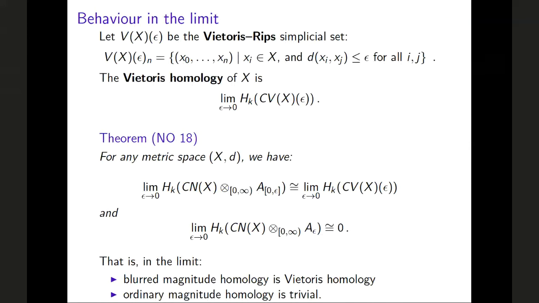So you could see ordinary magnitude homology in some way as not being functorial. It's not keeping track of the information given by the maps between the different simplicial sets in the filtered simplicial set. Or at least functorial in a degenerate way.